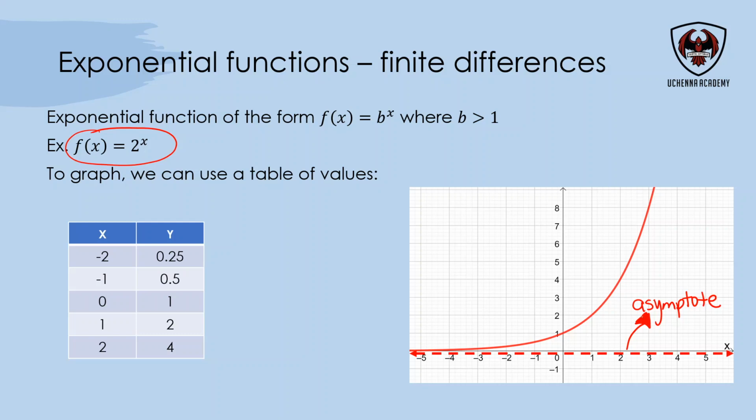Okay, so this imaginary line that my function gets close to is called an asymptote. Exponential functions have a horizontal asymptote. A horizontal asymptote is an imaginary line that a function gets close to but doesn't touch. Okay, you do not touch a horizontal asymptote.